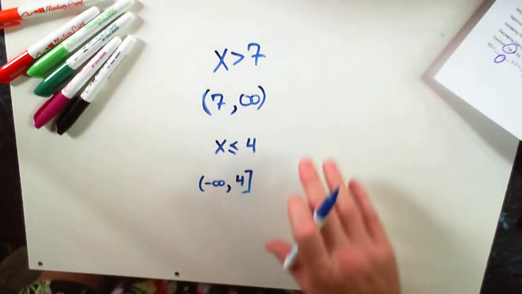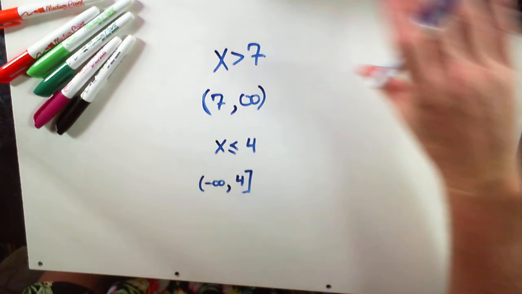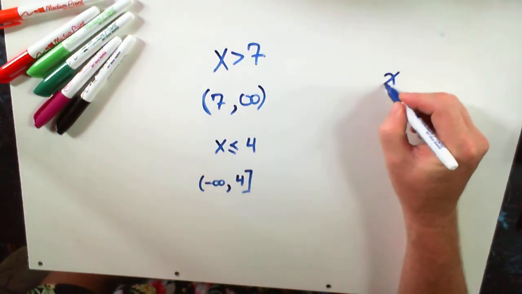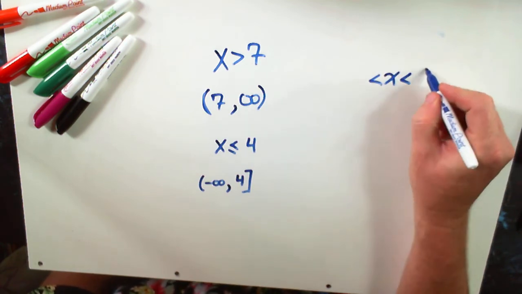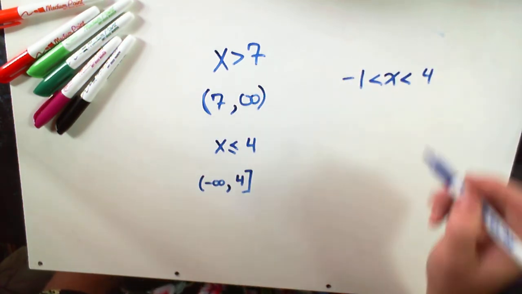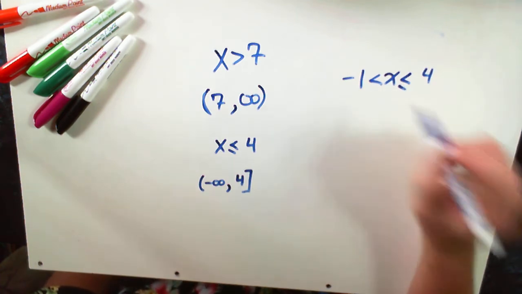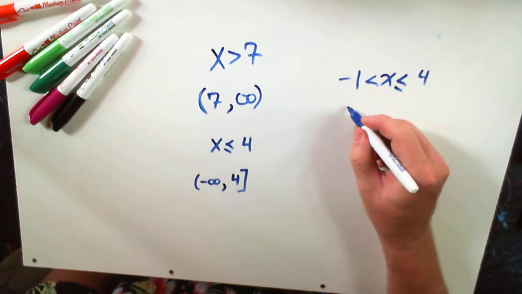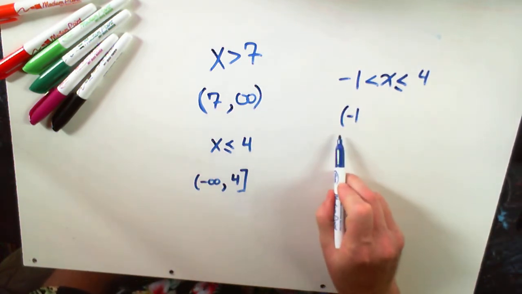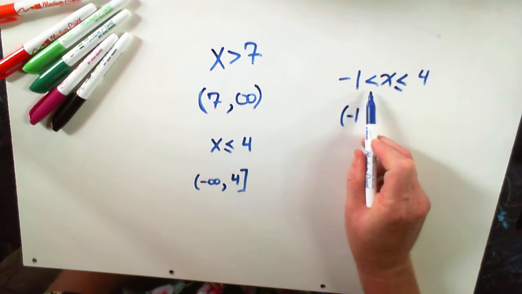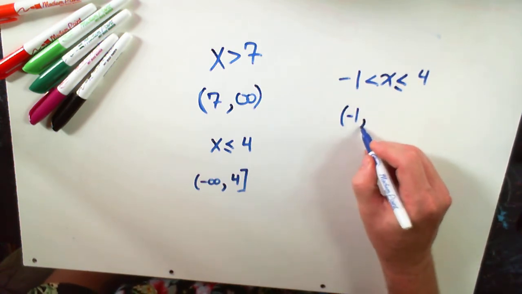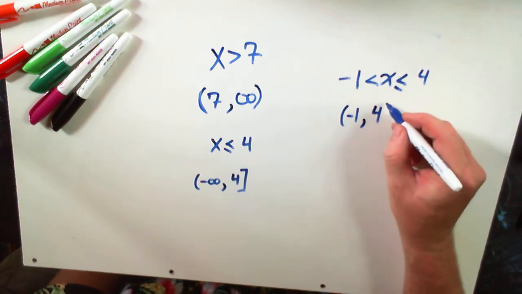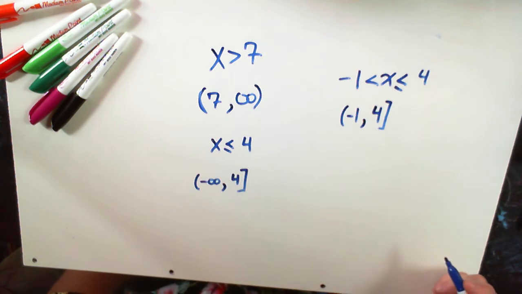You can have problems that have a combination of parentheses and brackets in it. If your x value is sandwiched in between 2 numbers, and one of those numbers is included and the other one is not, the interval would, all right, with -1, we start at -1 using a parenthesis because we do not include the -1, and then we go up to 4, but we do want to include 4, so we would use a bracket on the 4.